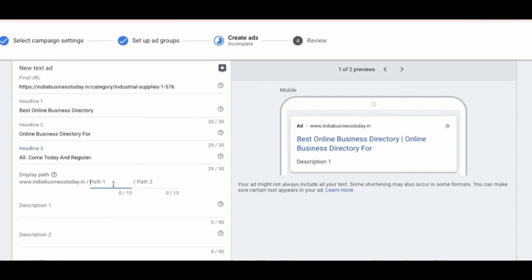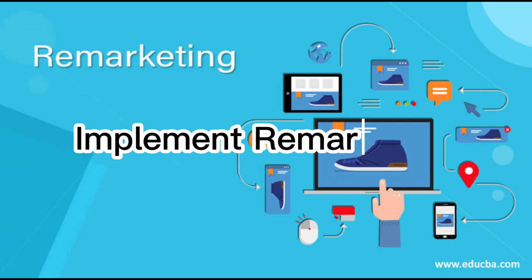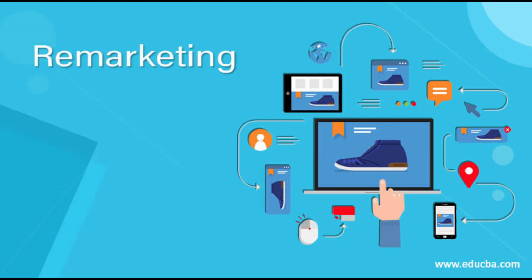Step 6 is to implement our remarketing. We need to set up remarketing campaigns to reconnect with users who have previously interacted with our website or ads. So we can target users who visited our website but didn't submit the contact form. We will create tailored ads that remind them of the benefits that they may have missed and provide an incentive to take action.